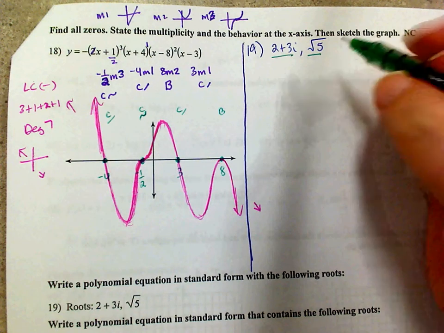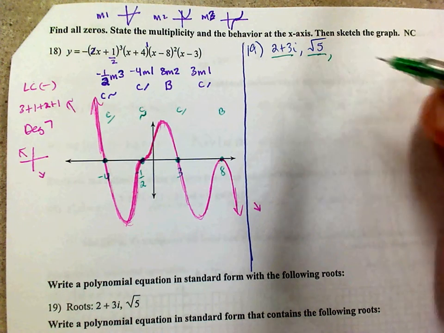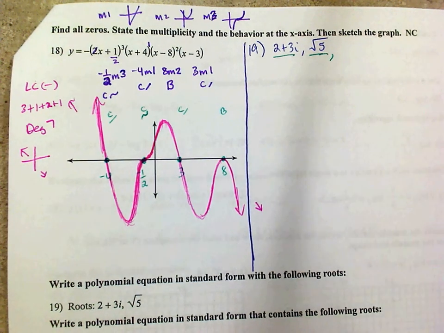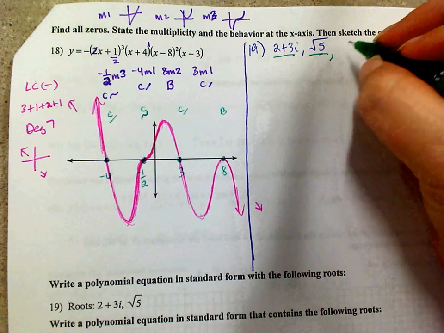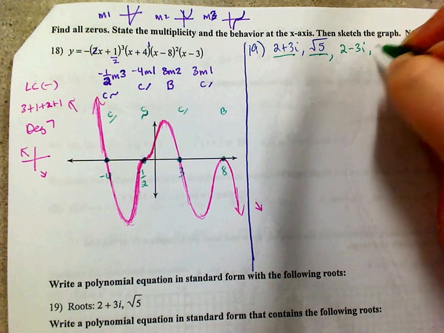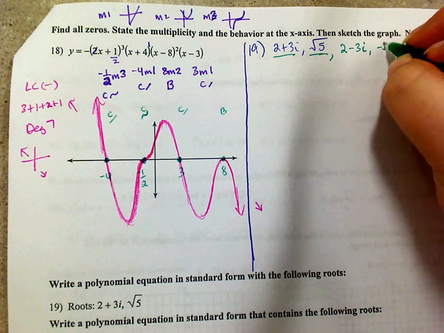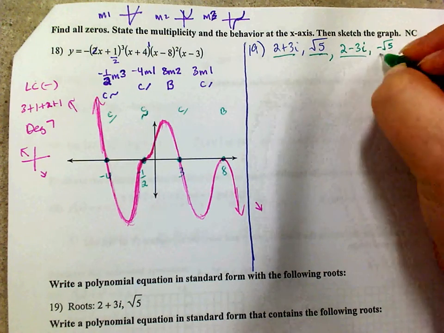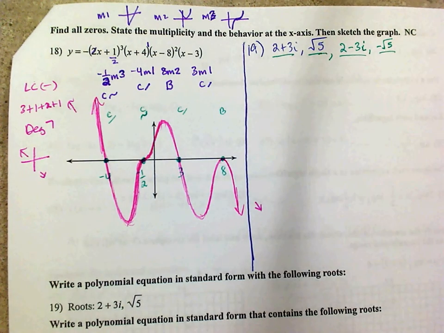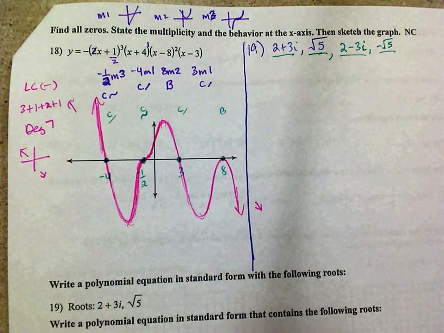Because if you've got one imaginary, you've got another imaginary, 2 minus 3i. And if you've got one root, you've got another, the negative square root of 5, right? So that is 4 roots. There are infinitely many functions that can have those roots, but we're going to find the one of least degree, so just those. Do you remember what to write with those now?